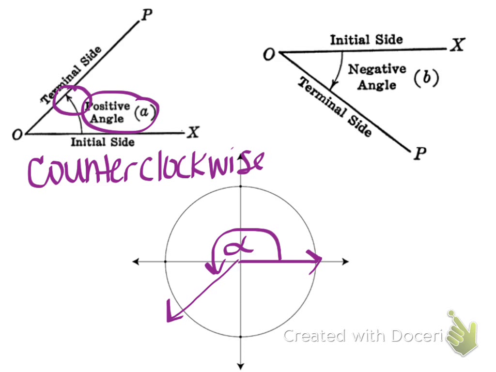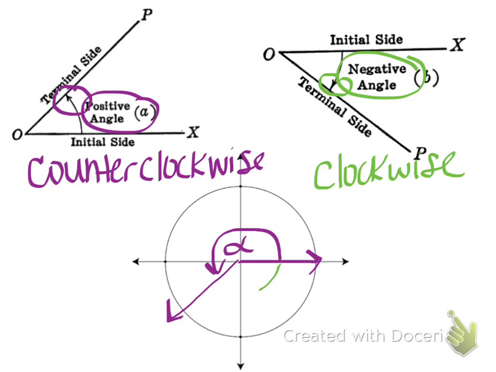Now, a negative angle, its arrow is going to show that it's moving in a clockwise position. So if the angle's going clockwise from the initial side to the terminal side, then that's what we would call a negative angle. I can use the same angle we drew down here and move it the other way. And this I could call maybe beta, and this would be an example of a negative angle. That would be a negative amount of degrees or radians. So positive angles move counterclockwise, negative angles clockwise.